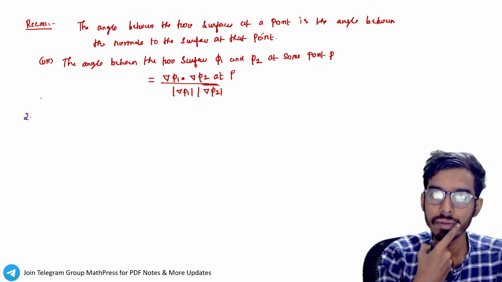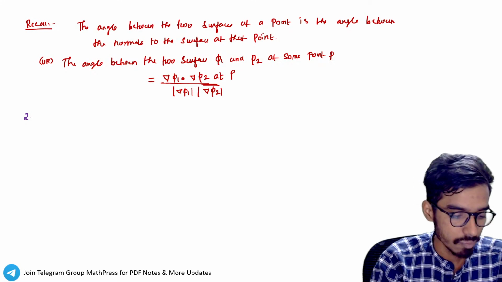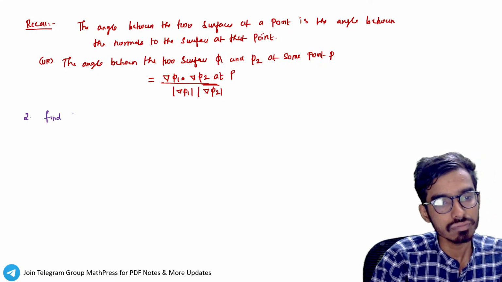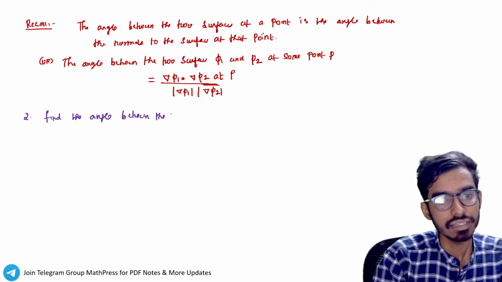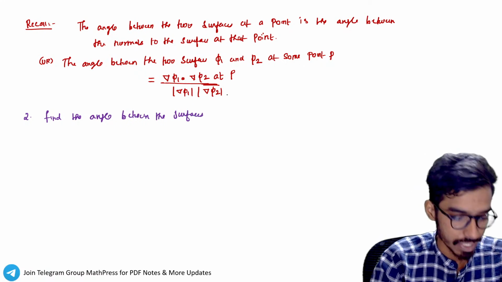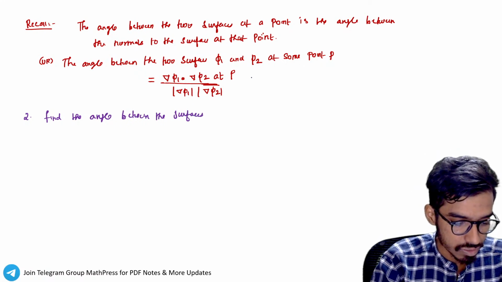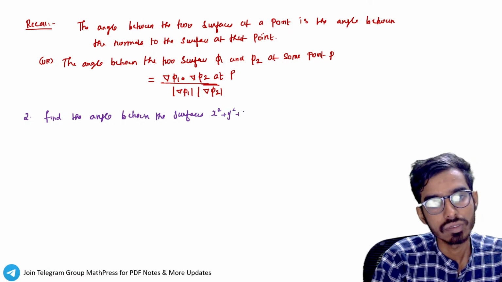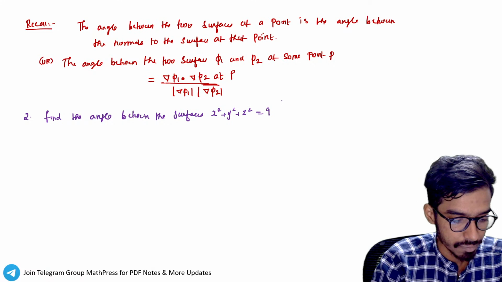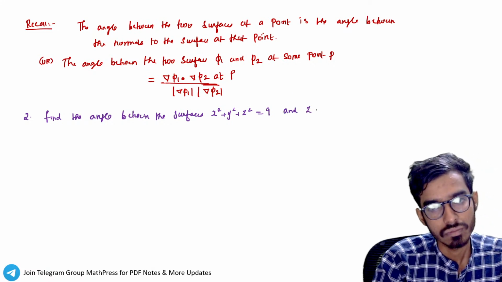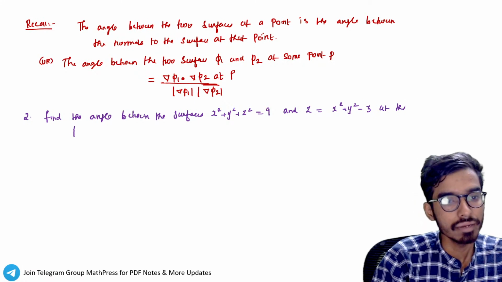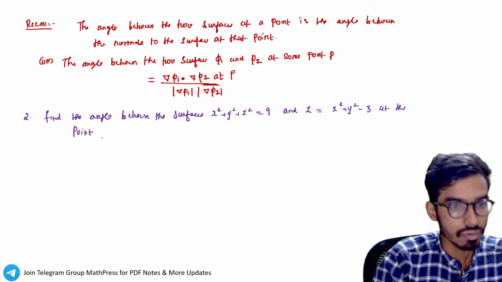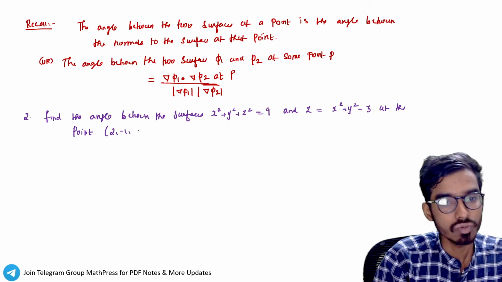In the previous class we did one problem based on the equation of tangent and normal. Now, find the angle between the surfaces x squared plus y squared plus z squared equals 9 and z equals x squared plus y squared minus 3 at the point (2, -1, 2).